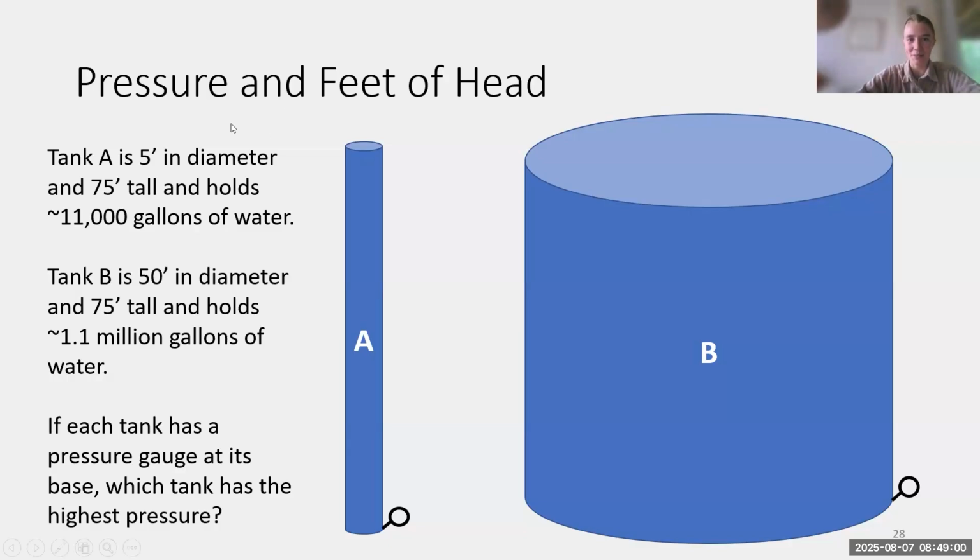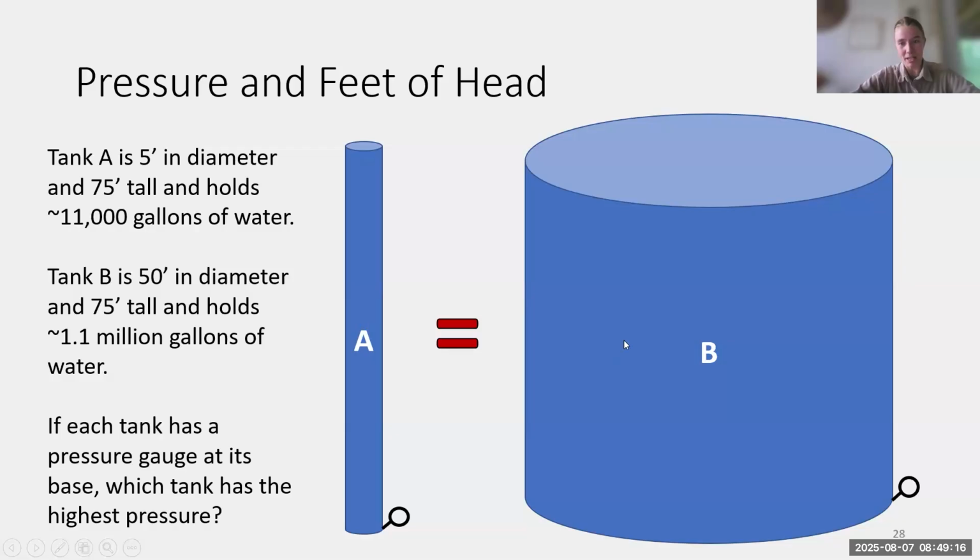Okay, somebody put an answer, let's see. Same. Yeah, exactly. You're spot on, Melissa. So it's going to be the same pressure, right? Because we measure pressure by the height of the water, not by the volume.